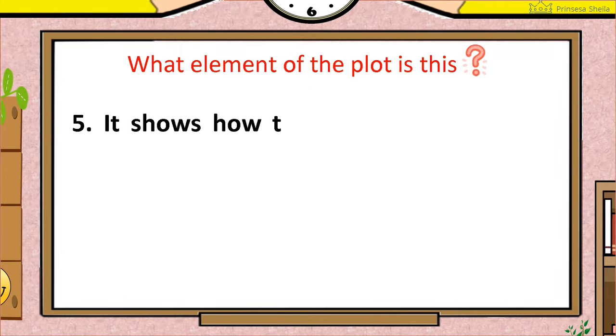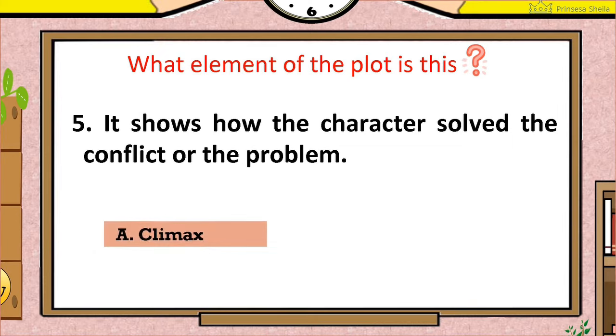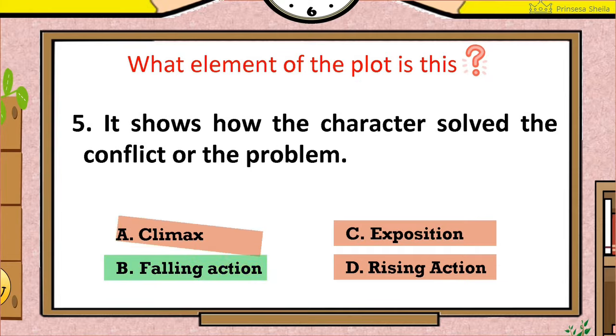5. It shows how the character solved the conflict, or the problem. A. Climax. B. Falling action. C. Exposition. D. Rising action. Letter B. Falling action.